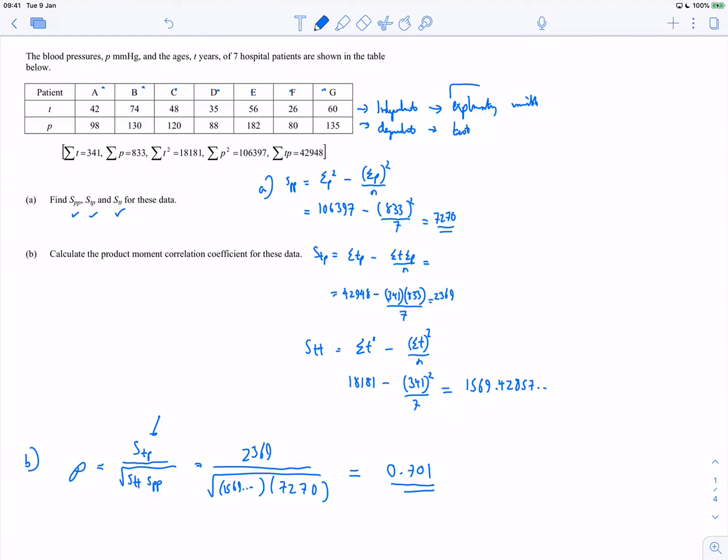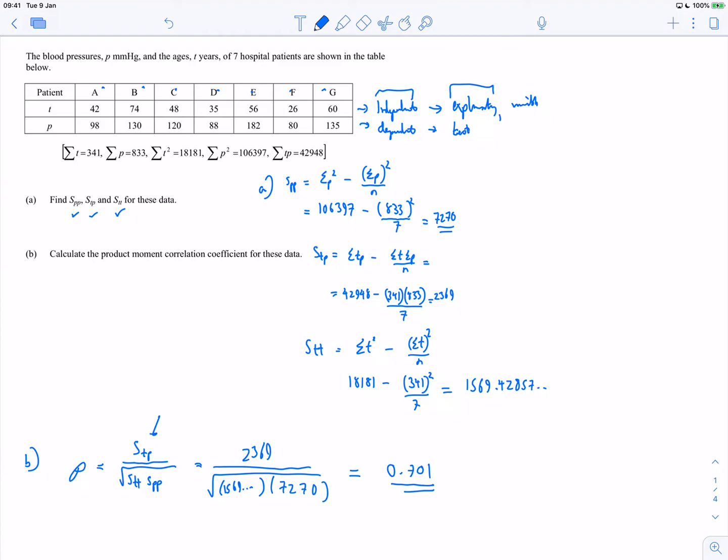Now there is a subtle difference between independent and explanatory. Independent variable is when that variable is completely independent. So the blood pressures depend on the age of the hospital patients, maybe, but the age of the hospital patients doesn't depend on the blood pressures whatsoever. I don't see how someone's age depends on their blood pressure. For example, if you manage to get your blood pressure down, that doesn't mean your age is going to change or go backwards in time.